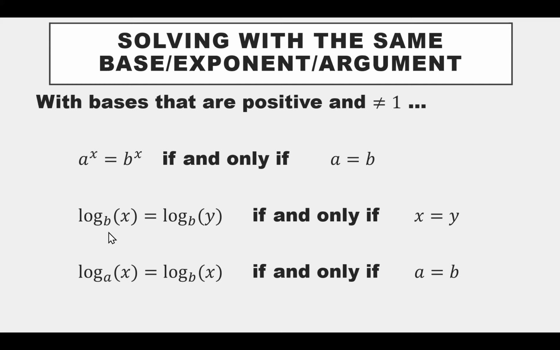Similar with the log equations. If log base b of x is equal to log base b of y, this happens if and only if x is equal to y. Again, we're assuming x and y are positive, the base is positive, and the bases are not equal to 1. Same thing here. If I have log base a of x is equal to log base b of x, that's going to happen if and only if a is equal to b. Again, I'm assuming x here is positive.